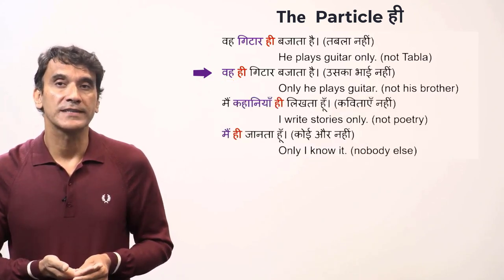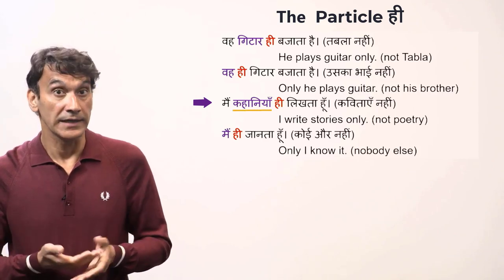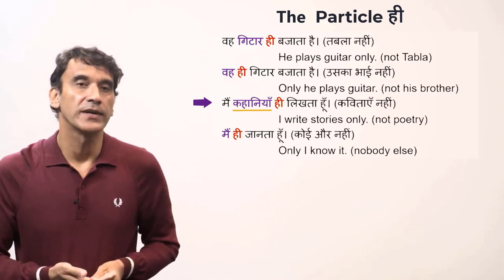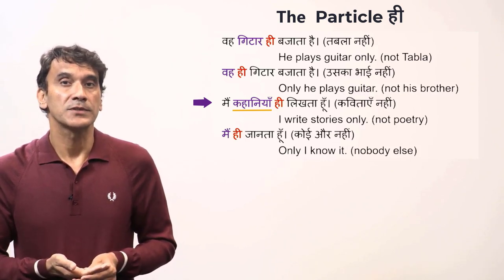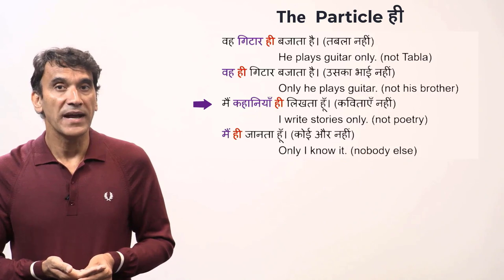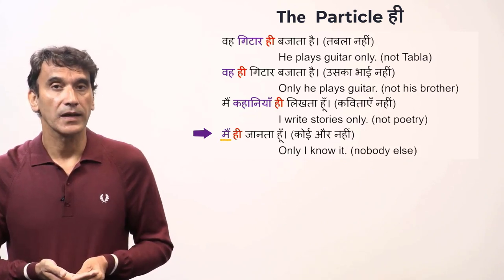Let's take a few more examples. "Main kahaniyan hi likhta hoon." I write stories only. In contrast to something else, which could be poetry. "Main kahaniyan hi likhta hoon, kavitaen nahi." I write stories only, not poetry. "Main hi janta hoon, aur koi nahi." Only I know, nobody else.